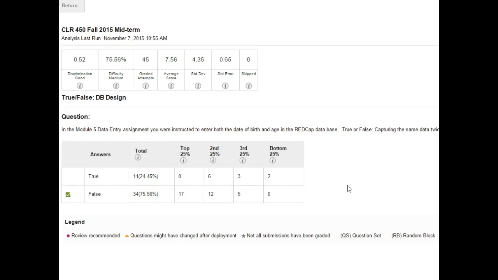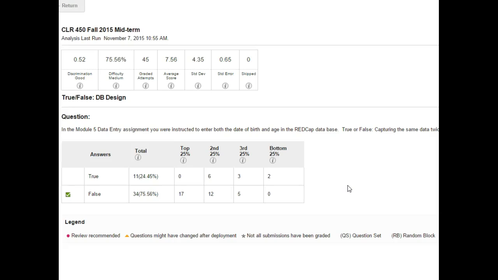Because if you do, all you are doing is providing more opportunities for there to be an error between the two. So design your CRF so you capture the data at one point, and then you can have the monitor source document verify it to make sure that it is accurate, but don't go capturing the same data in two different places because you're going to build an opportunity for discrepancy.